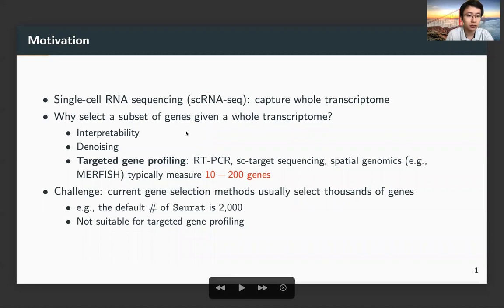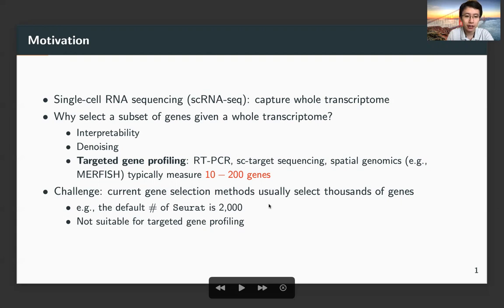The second reason is denoising. Some of the genes, their variation is not related to your biological interest, and you can treat them as noise of your dataset. Therefore, an efficient gene selection can help you denoise your dataset. The third reason, and also our focus, is targeted gene profiling. Although single-cell RNA-seq is the most popular one, there are still many other targeted gene profiling methods, for example, RT-PCR, targeted gene sequencing, and spatial genomics like MERFISH. Usually, these methods can only measure 10 to 200 genes.